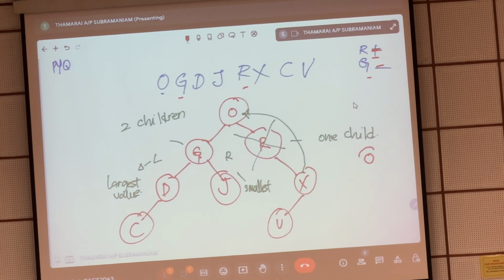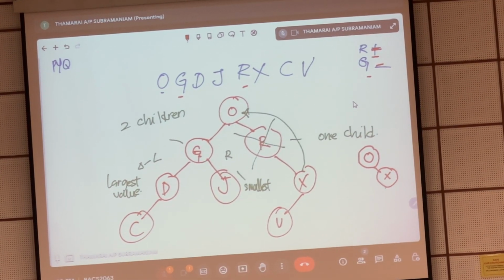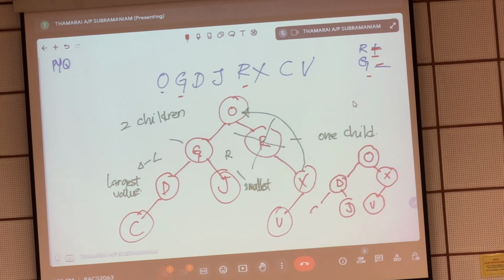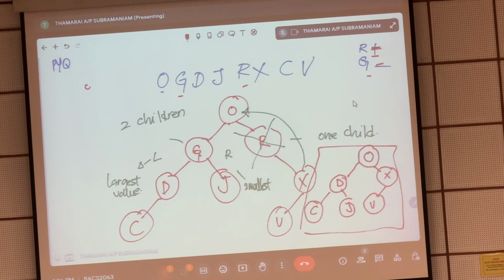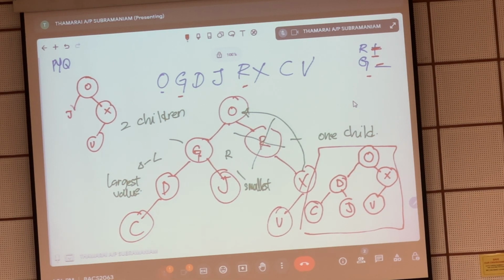O, X and B. One child. So now two children. D. Only one answer. This is the left side. I can also choose the right side, X, B. I can have, like this. Remove it.